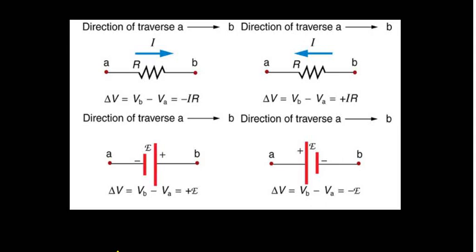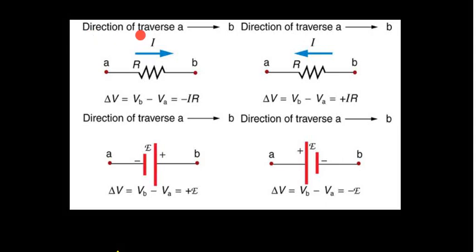Hi again. In this video, I will be solving two simple examples related to Kirchhoff rules. But as a start, I thought I might revise what I discussed in the previous video quickly as a reminder. So here on top, I wrote the direction of traverse from A to B. So I am going through this resistor from the point A to point B. Now my current direction is going also from A to B.